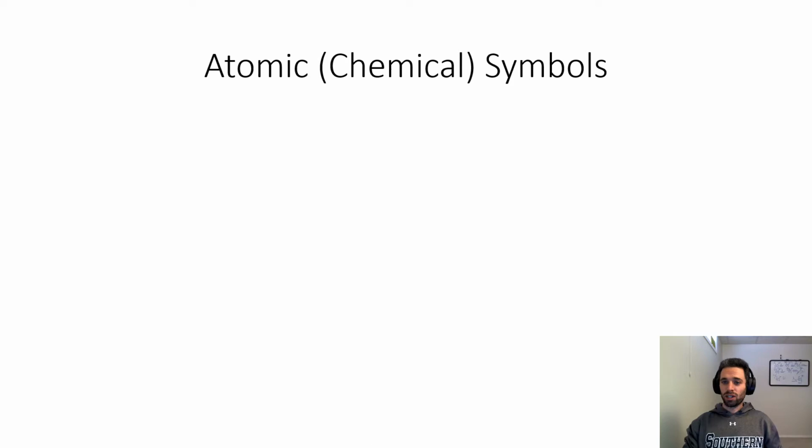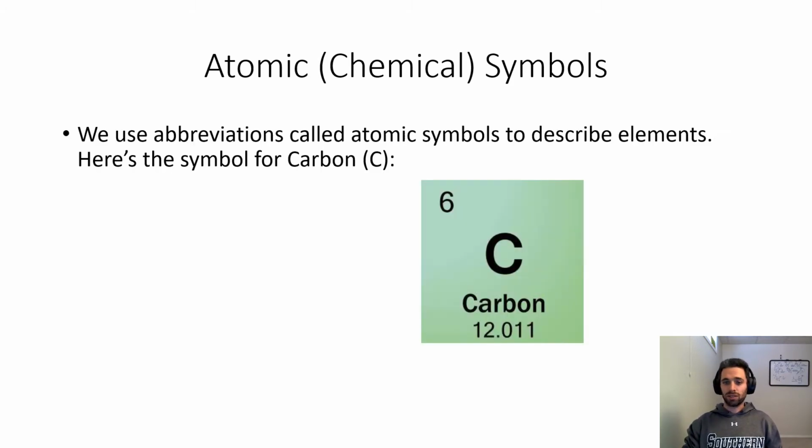First slide, let's talk about atomic symbols or chemical symbols. We use abbreviations called atomic symbols to describe elements. Here's the atomic symbol for carbon. We see this number in the upper left-hand corner is a 6. This is called the atomic number, which equals the number of protons.